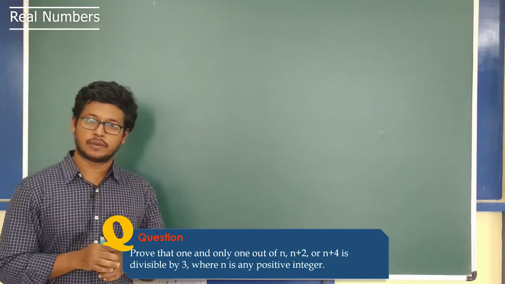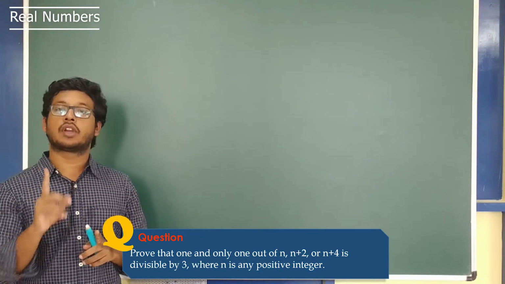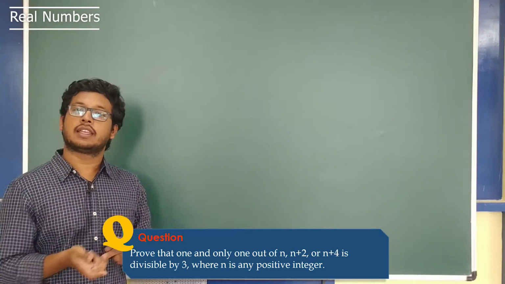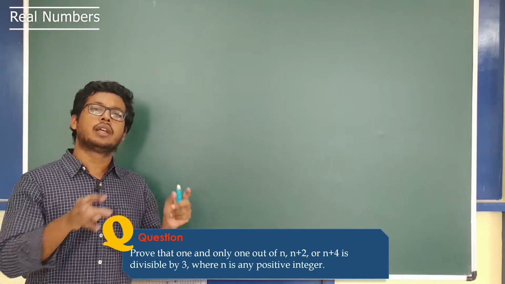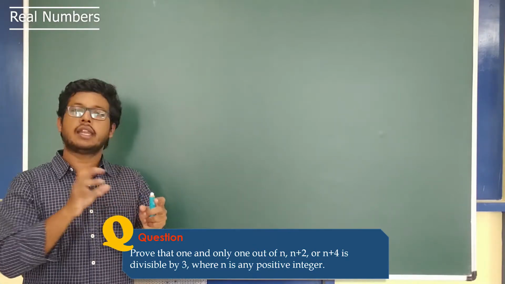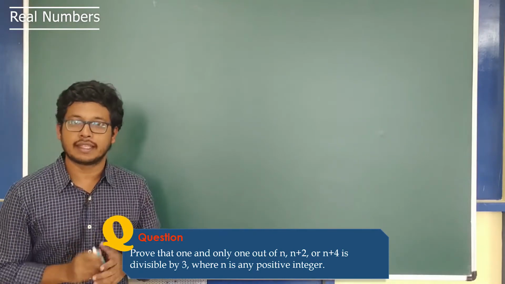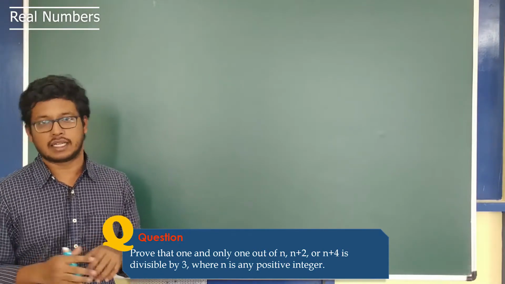It means that if n is divisible by 3, then n plus 2 and n plus 4 will not be divisible by 3. Or if n plus 2 is divisible by 3, n and n plus 4 will not be divisible by 3. So that's what we want to prove, that among n, n plus 2 and n plus 4, only one of them is divisible by 3. Correct? Here it is given that n is any positive integer.